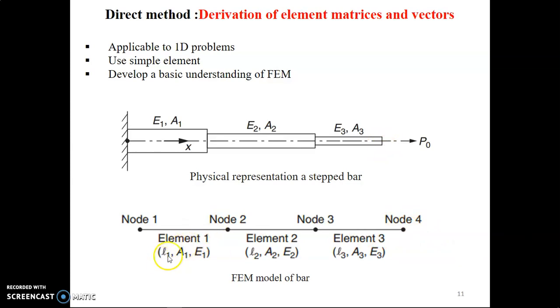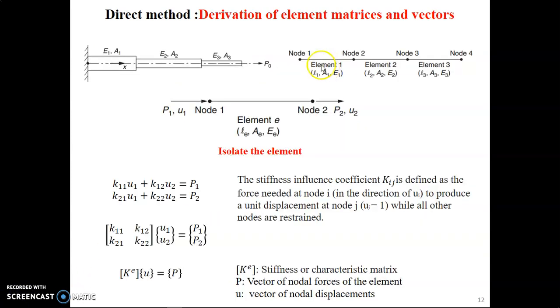Element 1 can now be characterized by L1, A1, E1. Element 2, which will be connecting node 2 to node 3, will be characterized by L2, A2 and E2, and element 3, which will be connecting the third node with the fourth node, will be characterized by L3, A3 and E3. L, A and E are the length, area and Young's modulus for a particular step. So in the finite element model of the stepped bar, we have three elements: element 1, element 2 and element 3. Now let us isolate each of these elements one by one for the FEM analysis.